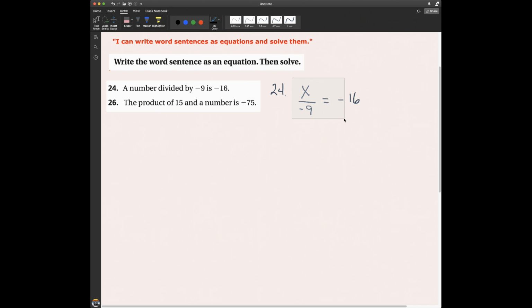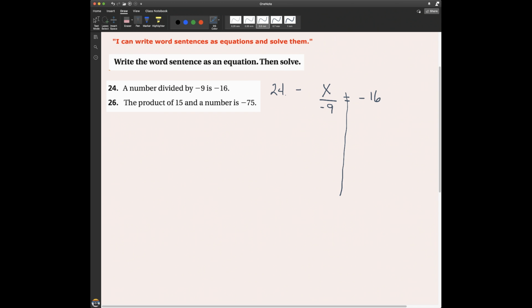So let me scoot this over a little bit so I can do some work on it. I'm going to put it over here like that. All right, so let's figure out what x is. X divided by -9. What should I do?